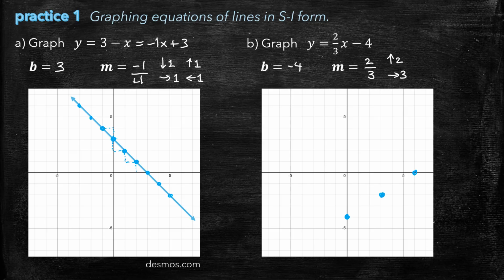And we can also acknowledge that we could have written -2 over -3. That's still a positive slope in total. What that would mean though is down 2, left 3. Let's see if that works. So come from the y-intercept, go down 2, left 3. Yes, that works. And there we will connect them, and we've successfully graphed slope-intercept form using a shortcut rather than making a table of values.